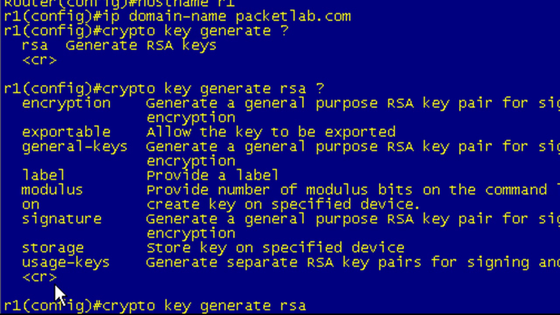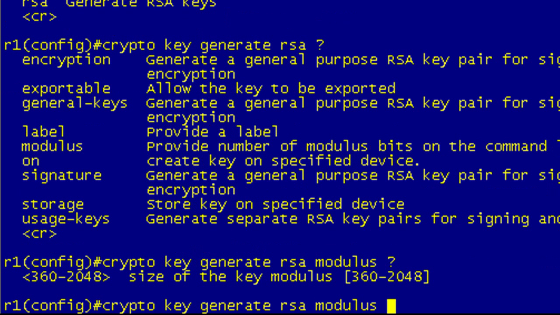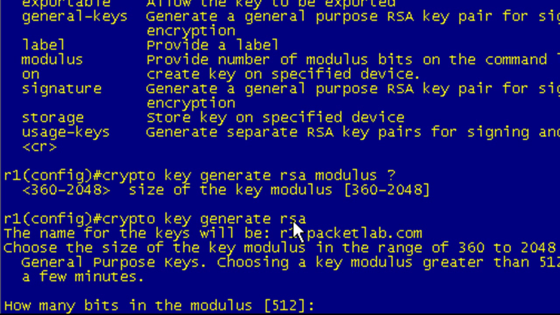What you could do here is hit enter. If you hit enter, it'll generate the RSA key, but it will prompt you for the modulus, or you can go ahead and specify the modulus, and you can see you can go from 360 to 2048. I use 1024, and basically that's just saving you a step. But let's just hit enter in this case, and you can see here the name of the keys will be, like I told you before, a combination of the host name and the domain name. That's why you have to specify both. It's going to be r1.packetlab.com, so that's why those are necessary.